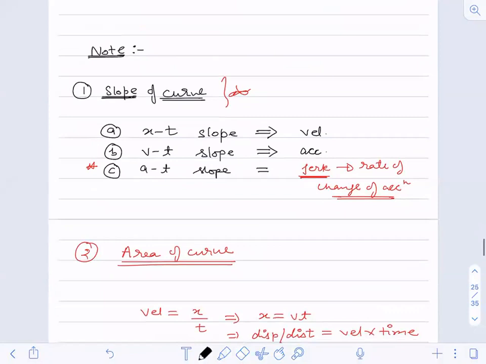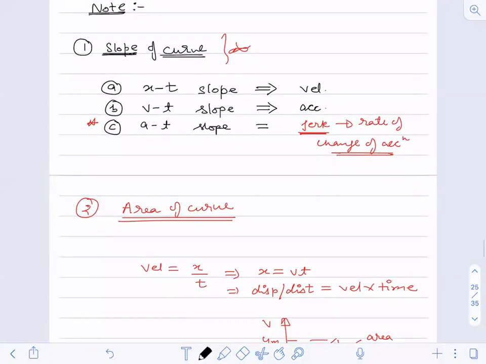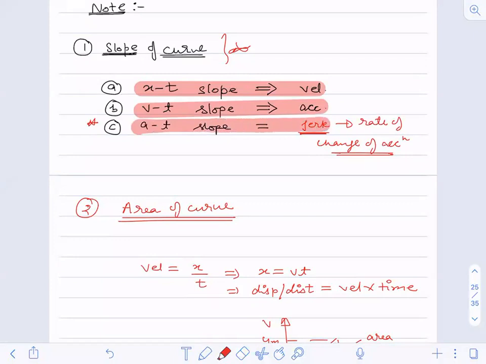Then we studied few things about that. What will be the slope of the distance-time curve giving? The slope of the distance-time curve will give me velocity. The velocity-time curve slope will be giving me acceleration, and the acceleration-time curve slope will give me jerk.